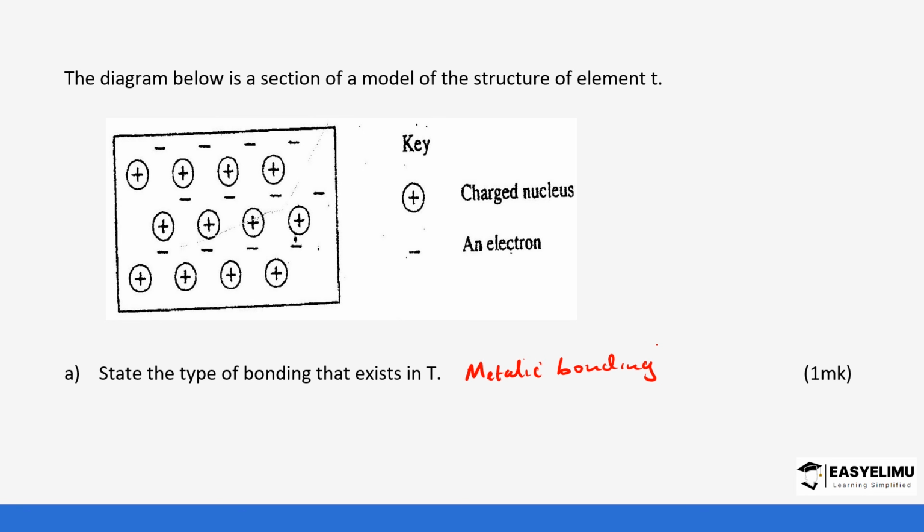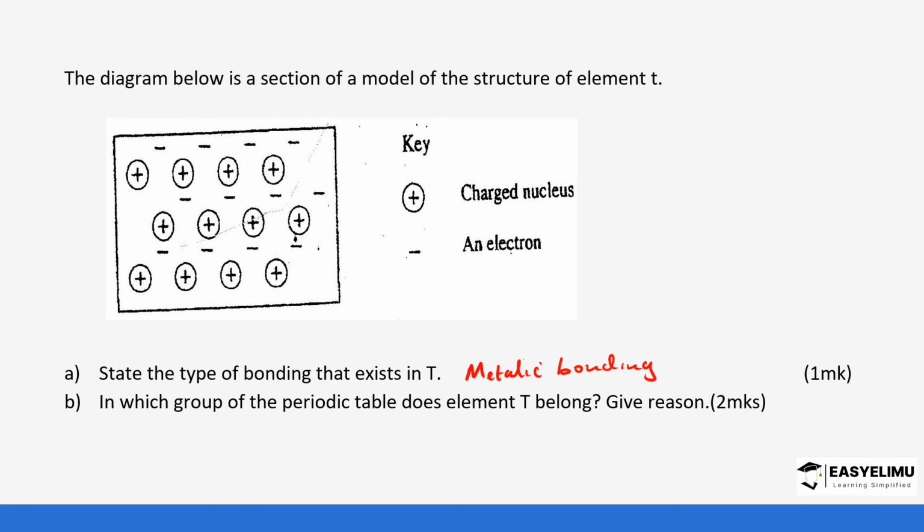And then the next is: in which group of the periodic table does element T belong? When we are considering the group in which element T belongs, we are considering the delocalized electrons. Whenever you are given such a structure and you want to find out the delocalized electrons, what you do is calculate the number of nucleus or the protons on the positive nucleus versus the number of electrons.